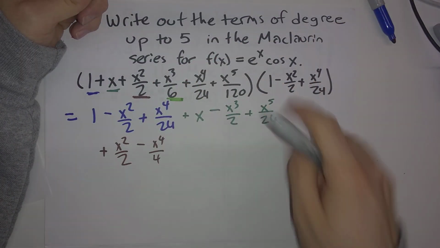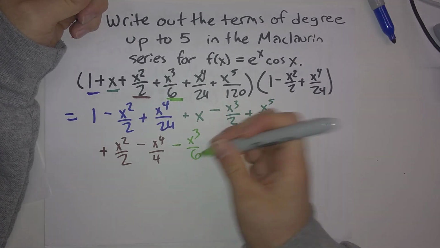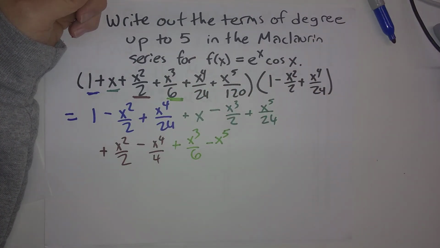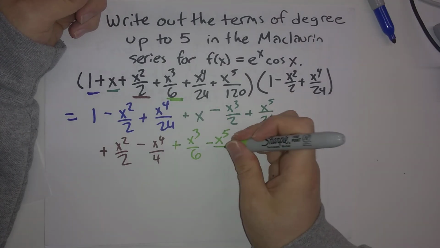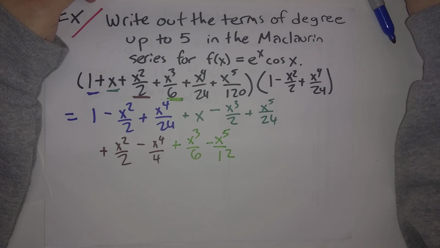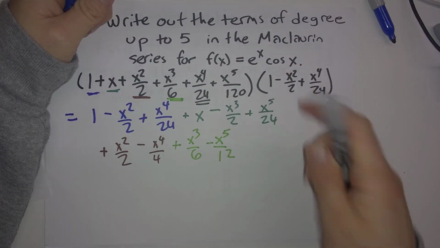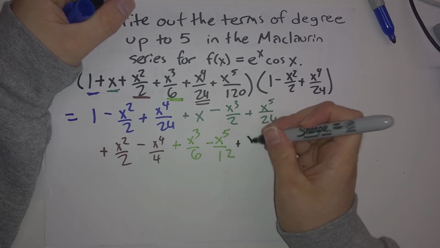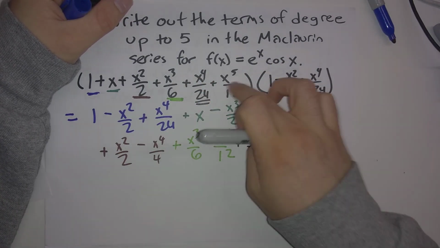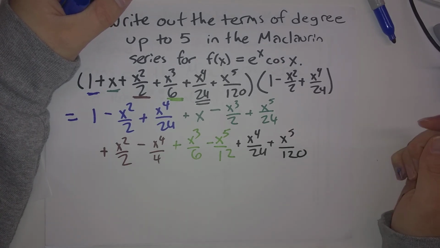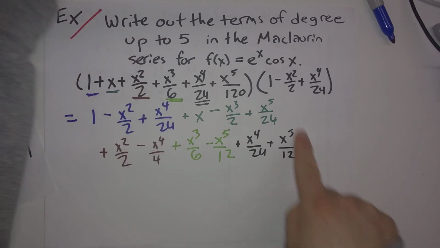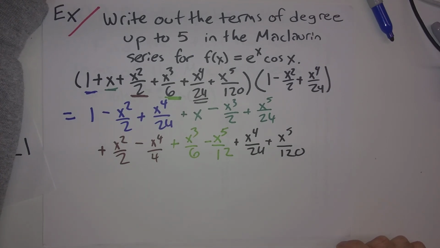x cubed over 6, we multiply that through. So minus x cubed over 6. Sorry, that should be a plus x cubed over 6 minus x to the 5th. x cubed times x squared is x to the 5th, divided by 6 times 2 is 12. And then the next one, x cubed times x to the 4th, that's too big. That's power of 7 there. x to the 4th over 24 times 1. And then the next term is too big, and that term is too big. And finally, plus x to the 5th divided by 120. So these are all of the terms that are left over here. When we multiply this out, this is the only thing that we have.